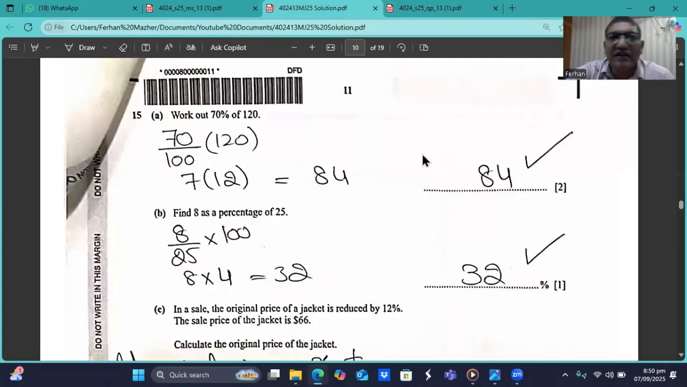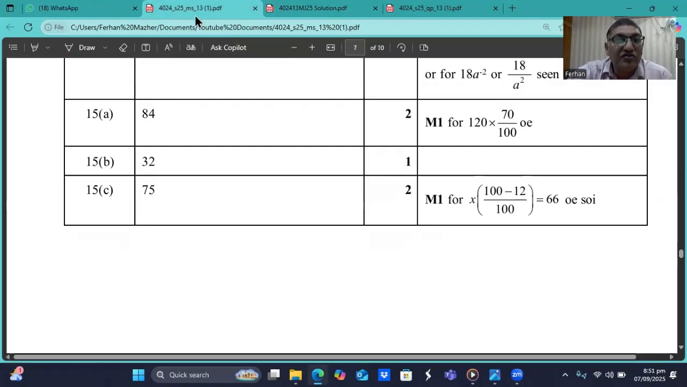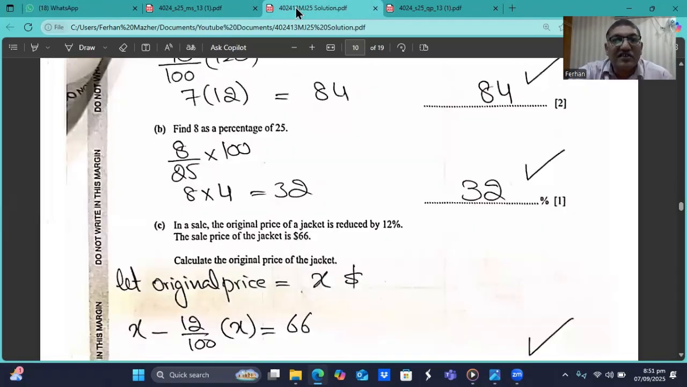So very simple, 25 and 100 will be cancelled with each other. So you will be left with 8 multiplied by 4 and that is 32. So 8 is 32% of the 25. So 32 is the answer. So this is how this is done.